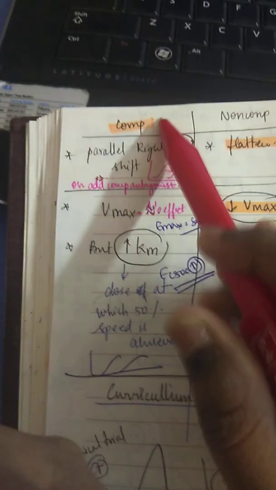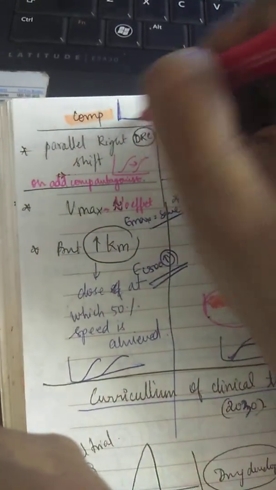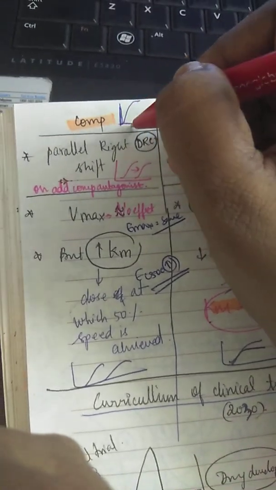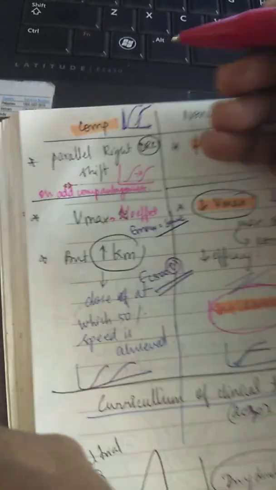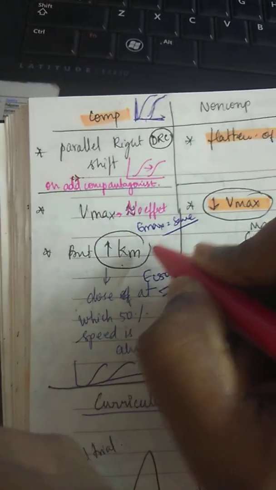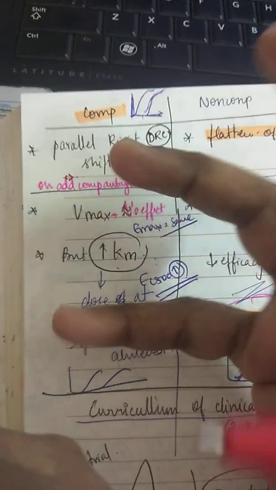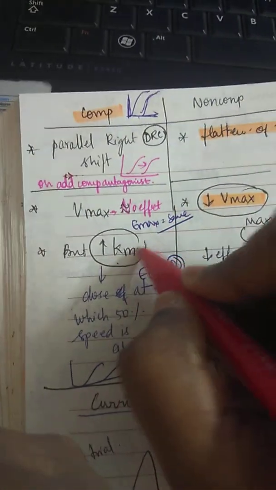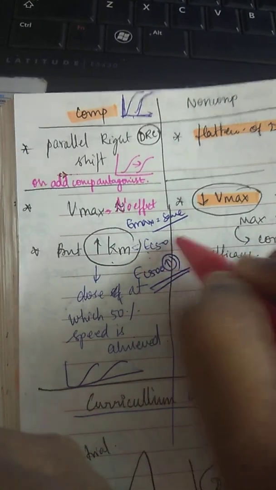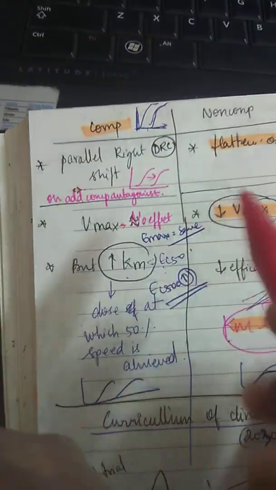In competitive antagonism, as I told you, the potency will be reduced but the efficacy will be the same. Potency is what we tell as Km; EC50 is the same as Km, the dose at which 50% of the biological effect is produced. Km is equal to EC50, and Vmax is equal to Emax, that is the efficacy of the drug. So this is competitive antagonism.